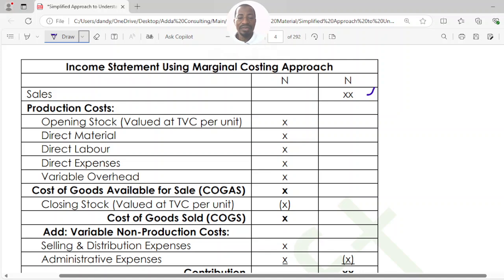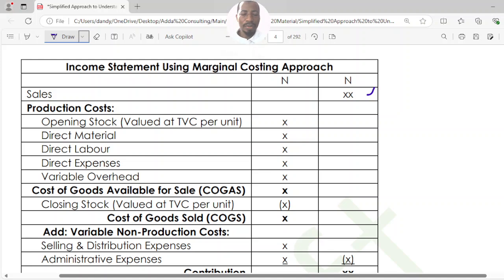Remember, in our definition of marginal costing approach, we said that marginal costing approach is a concept that charges the total variable cost of production to the unit cost of a product: direct material, direct labor, direct expenses, and variable overhead. Now we want to determine it. So under this, all those key points I just mentioned earlier on, about 6 of them, this is time for you to put them into practice.